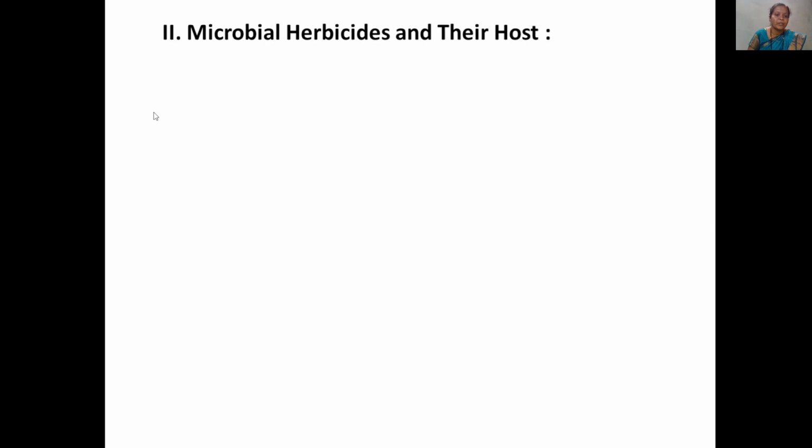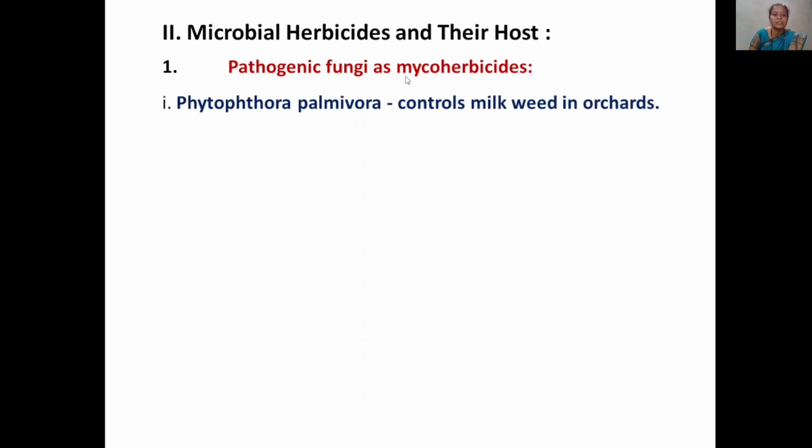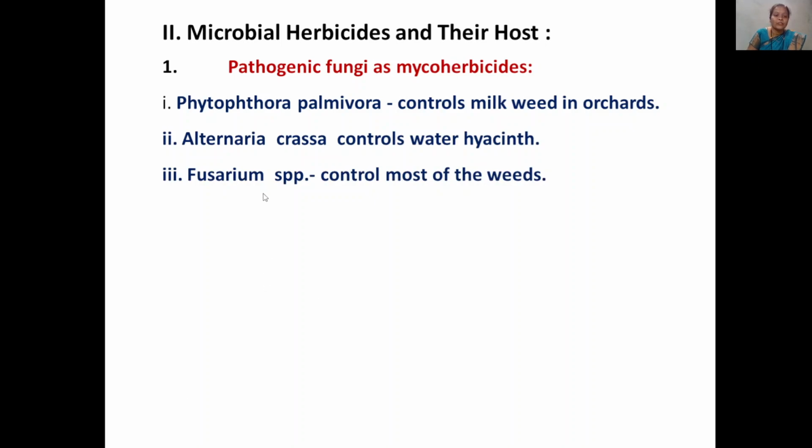Go to next slide. Here we see microbial herbicides and their host. First, the pathogenic fungi as mycoherbicides. Fungus Phytophthora palmivora controls milkweed in orchards. Alternaria crassa controls water hyacinth. Fusarium species controls most of the weeds. This is the pathogenic fungi.